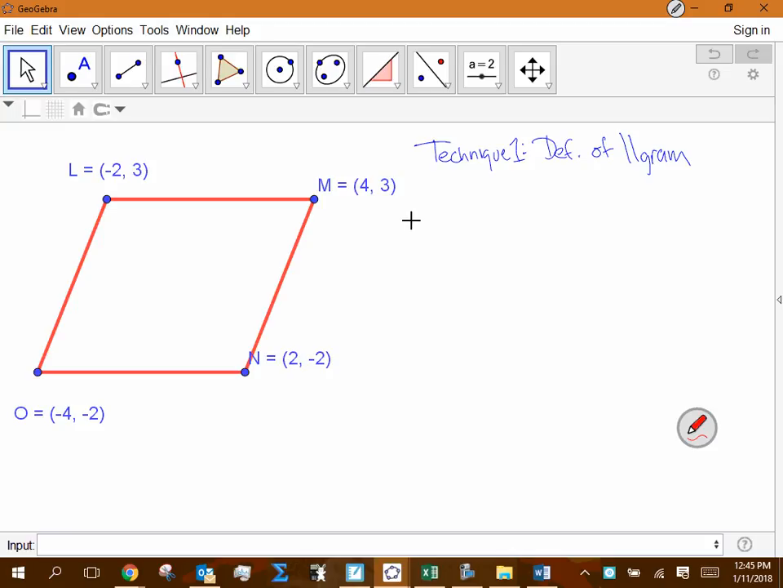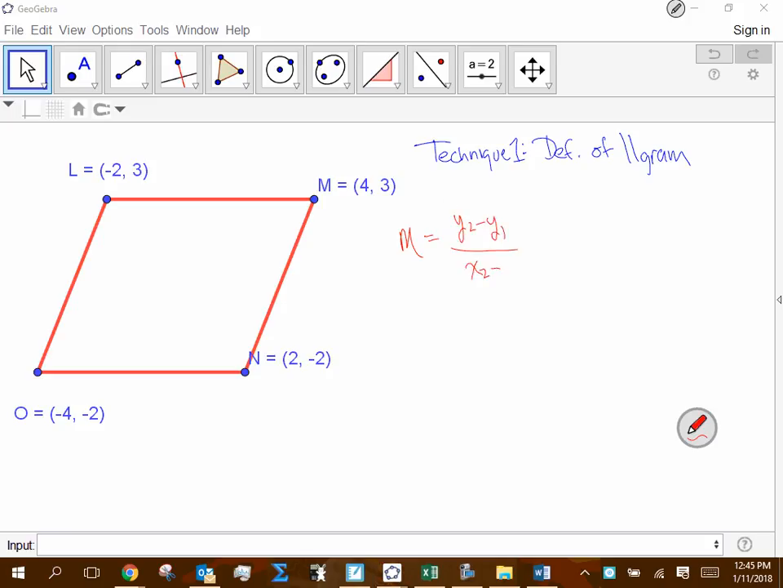Come on, guys. We want to see if these lines are parallel, so we've got to find slope, right? So slope is y2 minus y1 over x2 minus x1, or sometimes written this way. So I'll find the slope of all 4 segments.